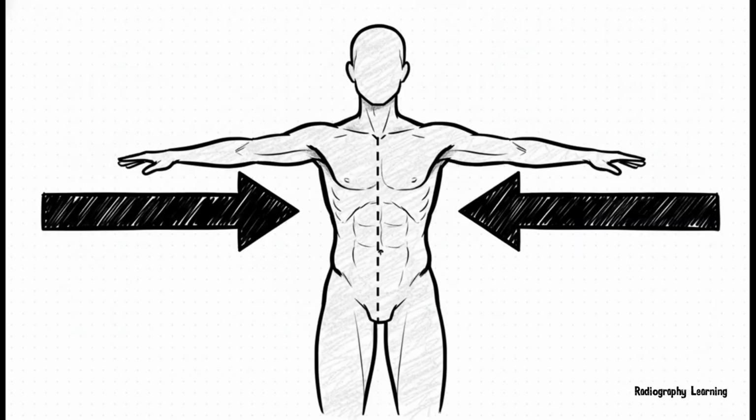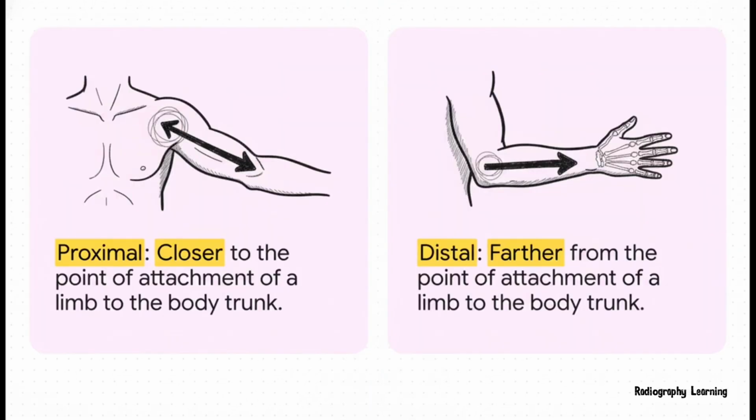Now I want you to imagine a perfectly straight line running right down the center of your body, from your head to your toes. Anything that's closer to that line is medial. Anything that's farther away from it is lateral. So your nose is medial to your eyes, but your ears are lateral to your nose. Makes sense, right? Okay, this pair, proximal and distal, we mainly use these for the arms and legs.